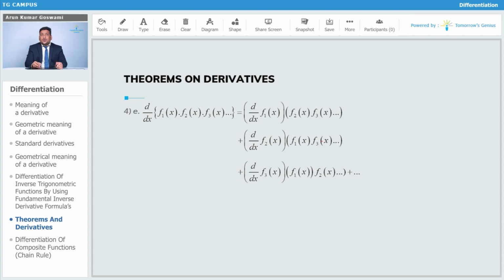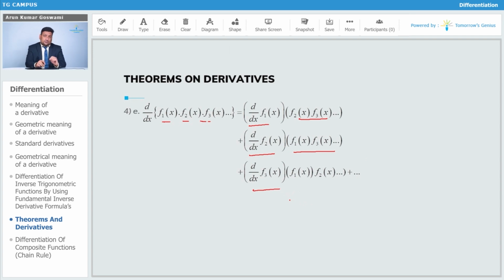As you can see, here we have a product of 1, 2, 3 and so on. I'm differentiating my first function and keeping the others as they are. Then in the second step, differentiating my second function, keeping the others as they are. Then in the third step, differentiating my third function and keeping the others as they are. You can go till n terms. For the last term, you write the differentiation of the nth function and the others as they are. So basically the point here is you can differentiate one by one.